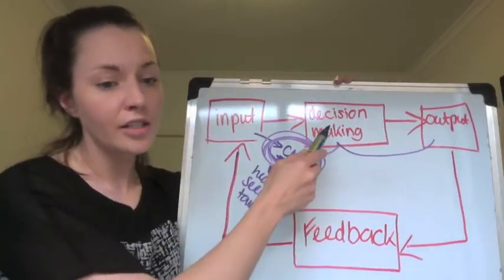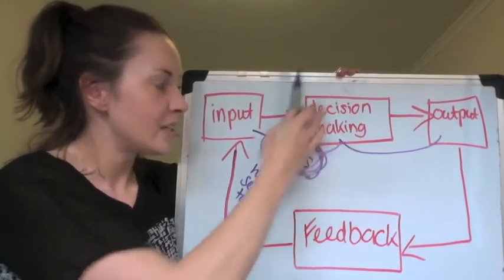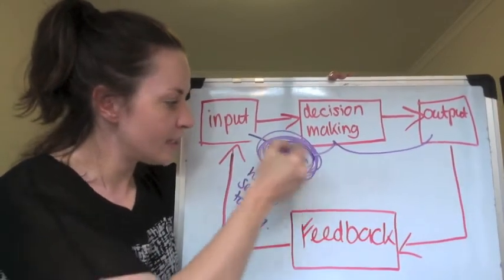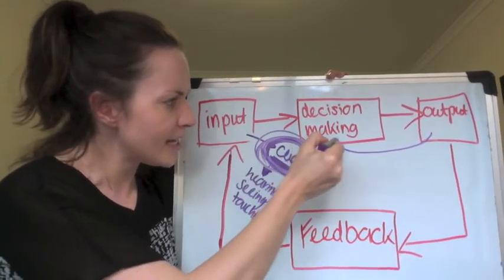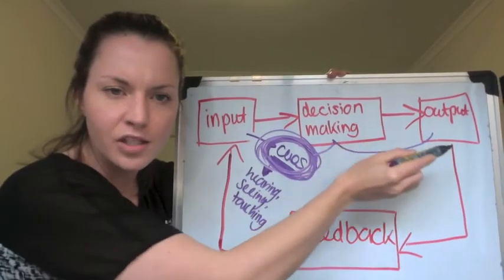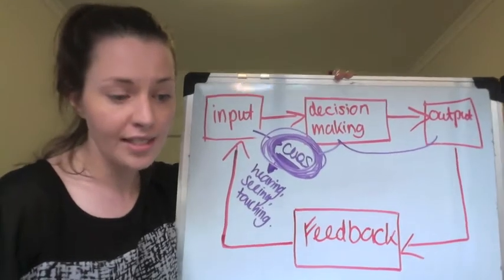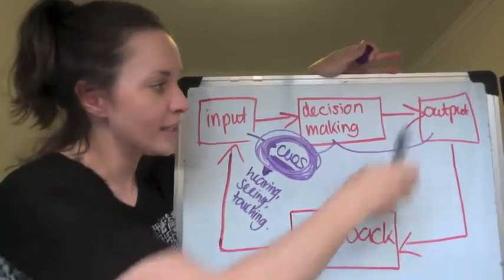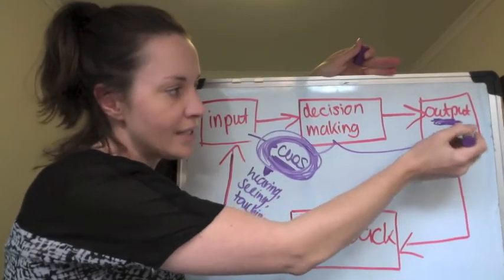We have our decision making, so that's the player's ability to process these particular cues, and based on these cues, the player then understands which skill to use or which movement pattern to use within that particular context of the game. And the output, once again, is the skill. That is the movement pattern.